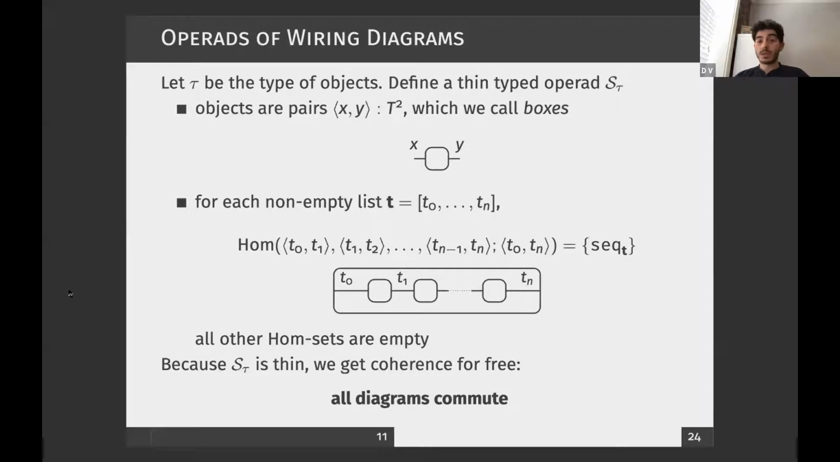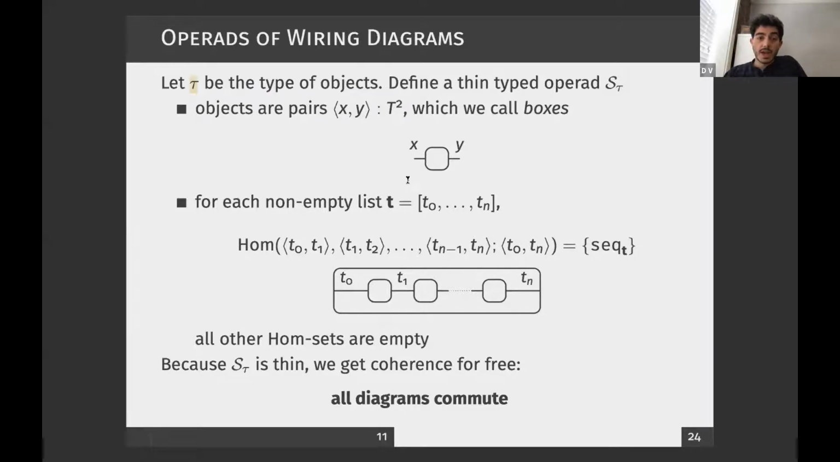So we can assemble this into an operad. First we'll choose a set tau, which will correspond to our type of objects. And we can define a thin typed operad as follows. We're going to call it S sub tau. Objects are just pairs in tau. Excuse me, this t should be a tau. And we call them boxes. Really you should think of this as a slot for an arrow. All you care about is specifying a domain, which is an element of tau, and a codomain, which is an element of tau.